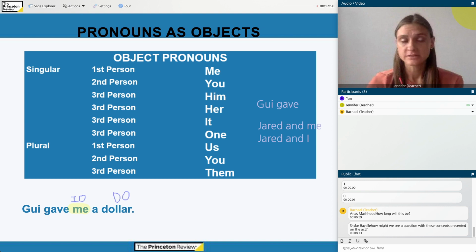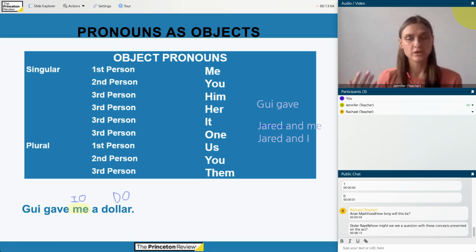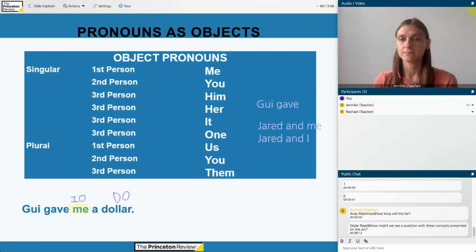If this is the sentence you were given on the ACT, you could just cross out the person's name in front of the me or the I. If I cross out Jared, then I say, Guy gave me. Guy gave I. You can hear it with your ear that it's going to be me. Does that make sense, Skylar, and anybody else?